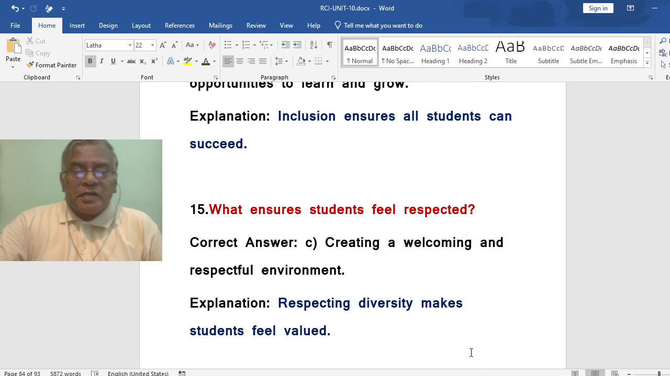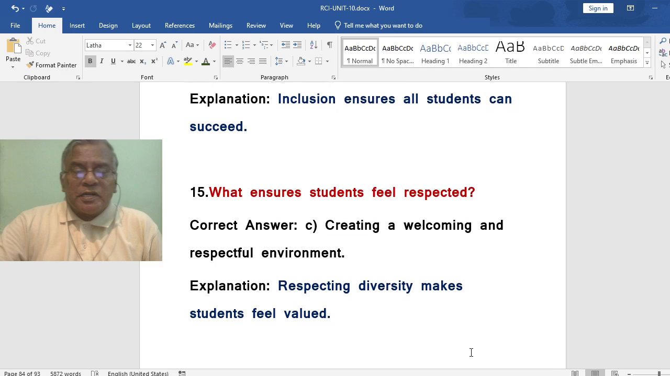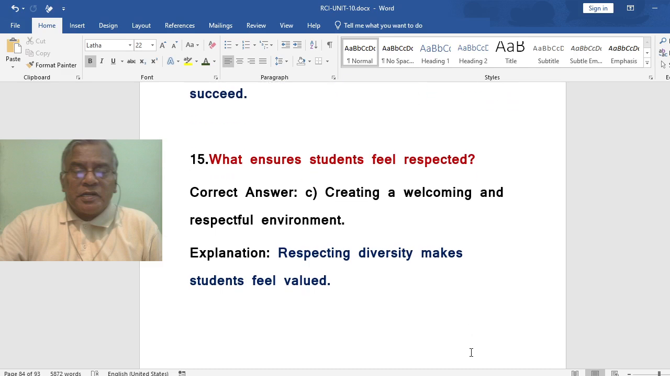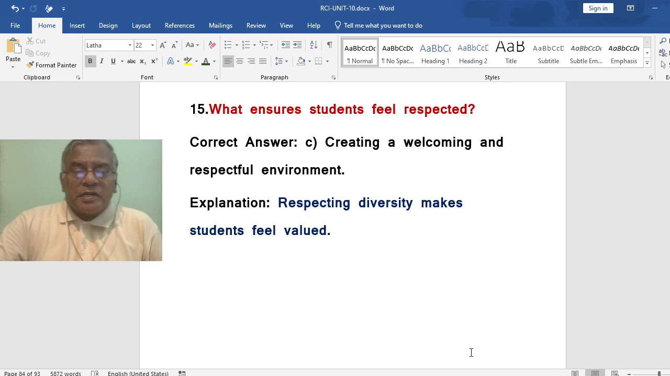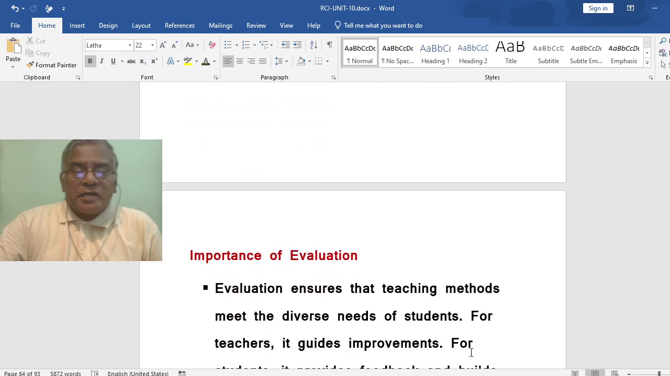What ensures students feel respected? That is creating a welcoming and a respectful environment. Respecting diversity makes students feel valued.